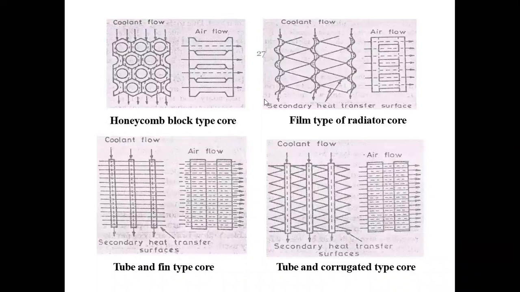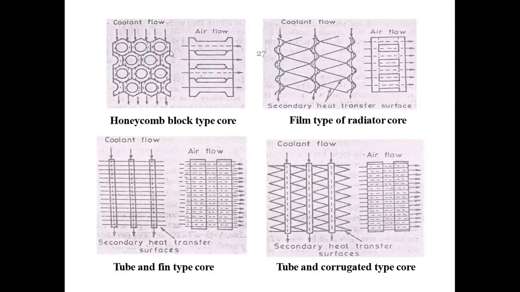The first type of radiator core is the honeycomb block type of core. In the honeycomb block type of core, there are hexagonal shapes. Here you can see the series of hexagonal shapes of cores that are generally brazed together. The coolant is generally allowed to flow over these brazed hexagonal cores, and the air flows through these holes.